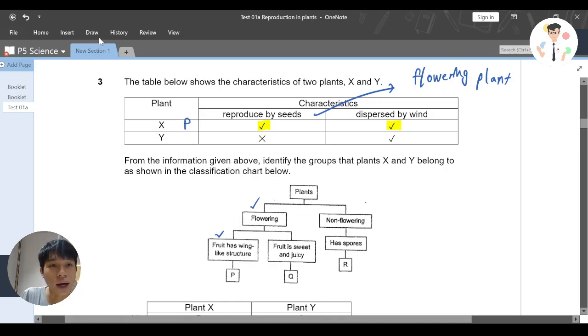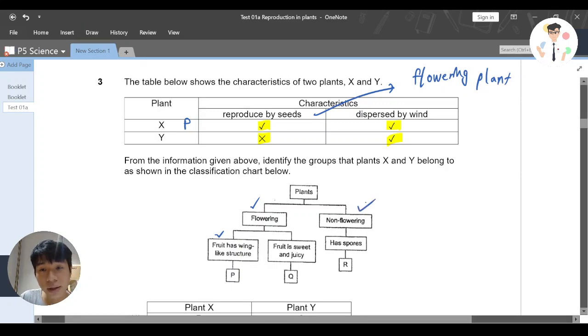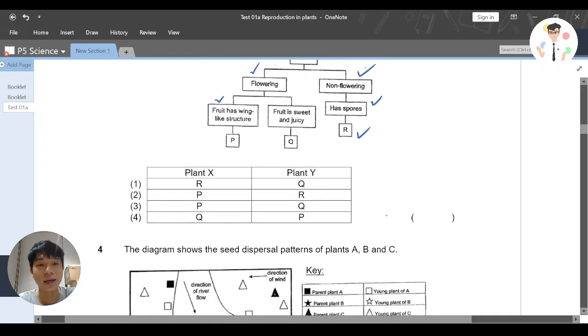Now the next one, Y. It reproduces by spores, and here is a cross, meaning that this is a non-flowering plant, and it is dispersed by wind. As you can see, it is a non-flowering plant, and because it has spores, it will disperse by wind. So I know this is R. So X and Y will be P and R, which is number 2. So the answer for this question is option number 2.